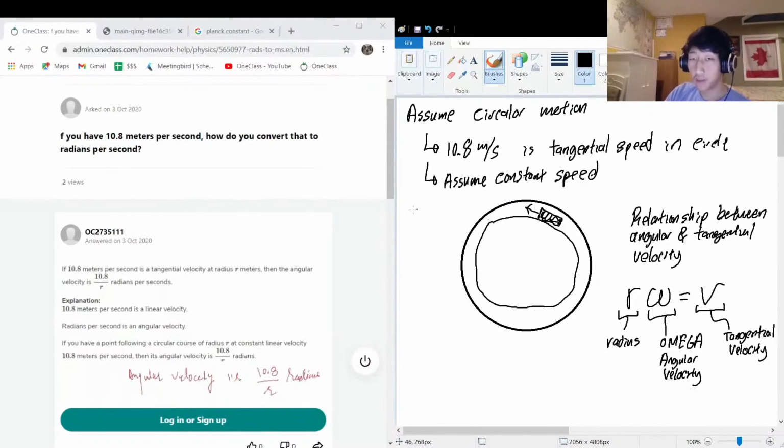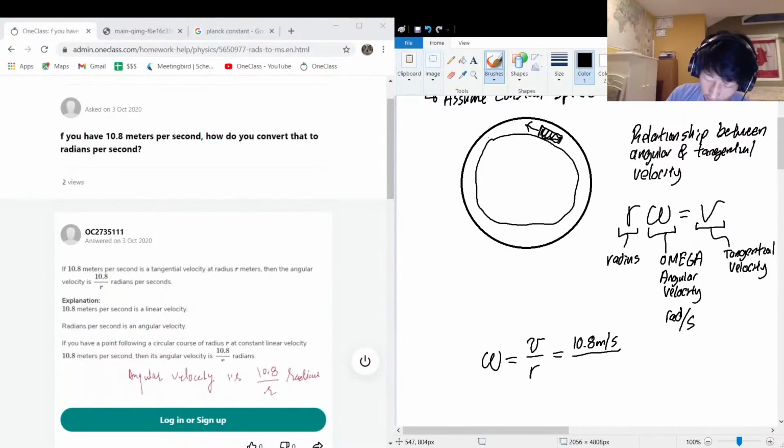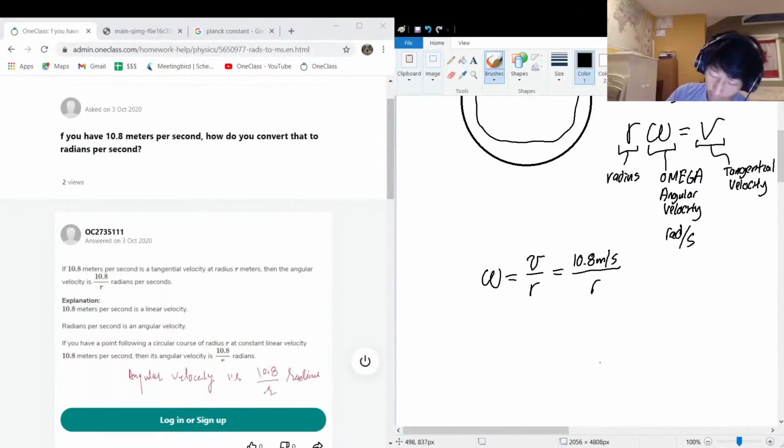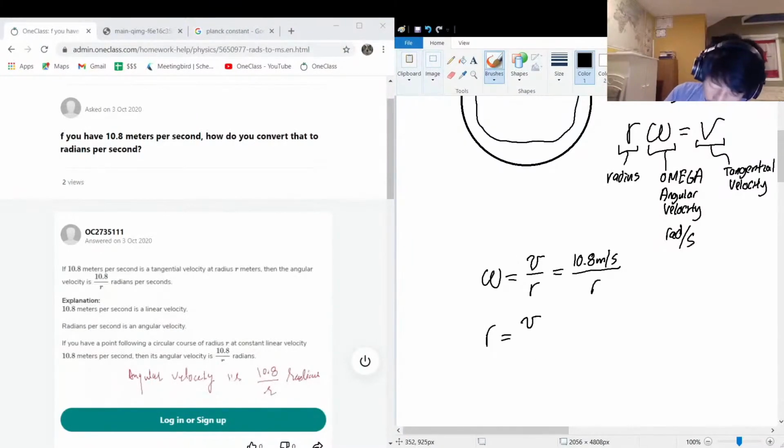Okay, so if we want to convert this to angular velocity, which is in radians per second, we would just do omega equals linear velocity divided by radius. Now we've got 10.8 meters per second, and radius? Well, they didn't tell us. So we would need to be given a radius value to be able to solve for angular velocity. Or if we wanted to, we could also solve for radius given our angular velocity. We would just have tangential divided by angular. This would be our radius if we wanted to solve that.